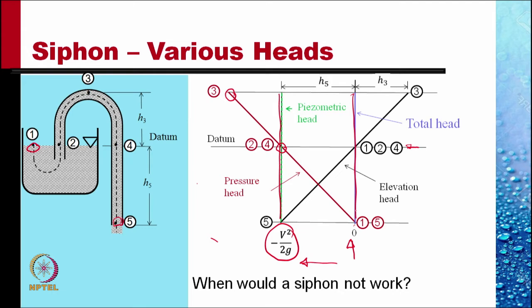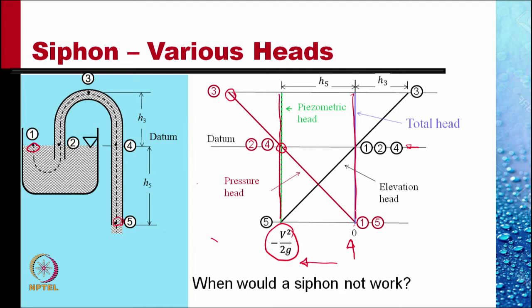When would the siphon not work? You see, the lowest pressure is obtained at point 3. So the siphon would stop working when the pressure at point 3 is such that the water boils, that the cavitation occurs. And when would the cavitation occur? When the pressure becomes equal to or lower than the vapor pressure of water.